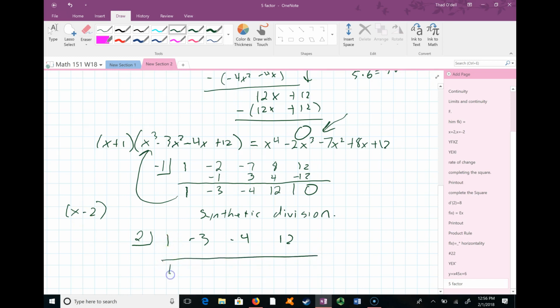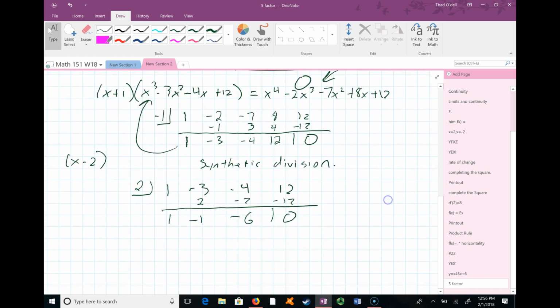1 plus nothing is 1. 2 times 1 is 2. 2 plus -3 is -1. 2 times -1 is -2. -2 plus -4 is -6. And 2 times -6 is -12. And yahoo! I get a 0.